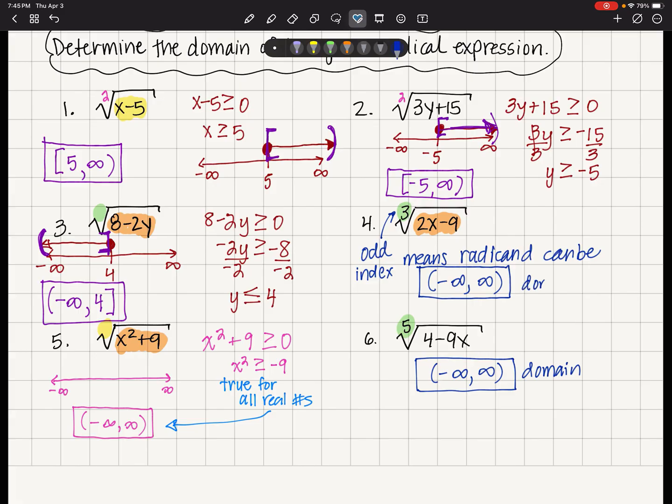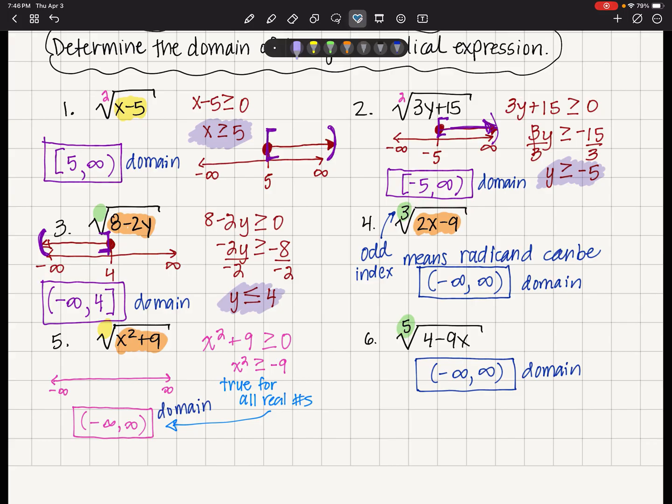So what did we find here in each one of these cases? We found the domain, the domain, the domain. And we found the domain two different ways. And if you made the number line, you actually represented it a third time. Purple's my favorite color, so I'm going to show you how else we showed the domain. The domain we showed as x is greater than or equal to 5. Here we showed it y is greater than or equal to negative 5. Here we showed it y is less than or equal to 4.